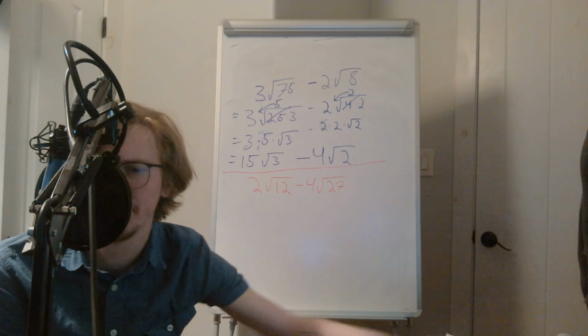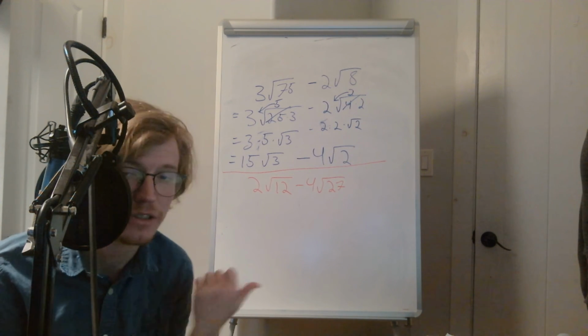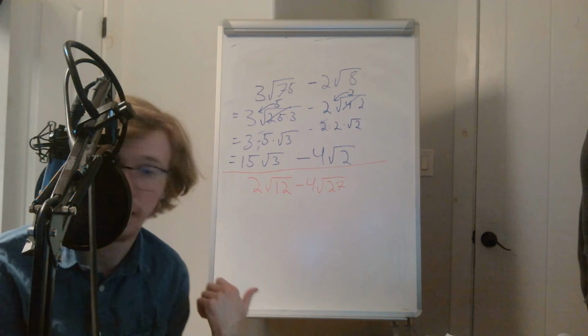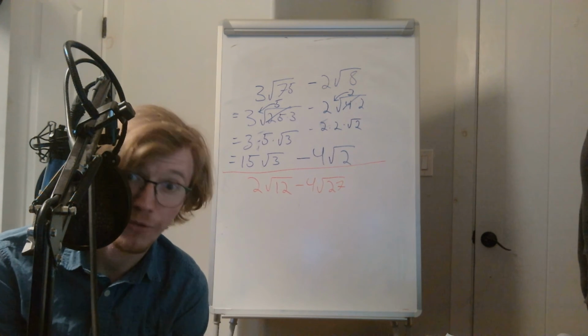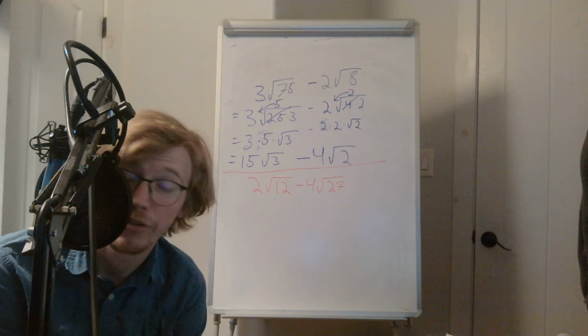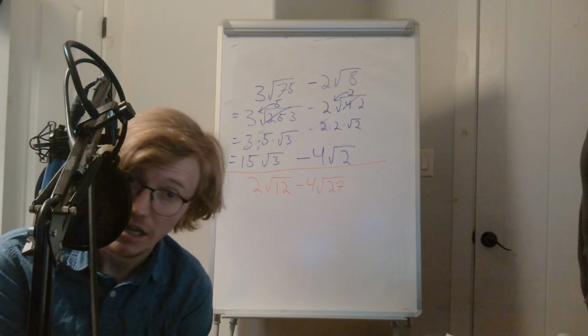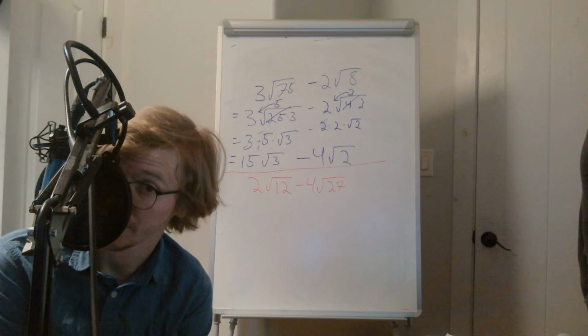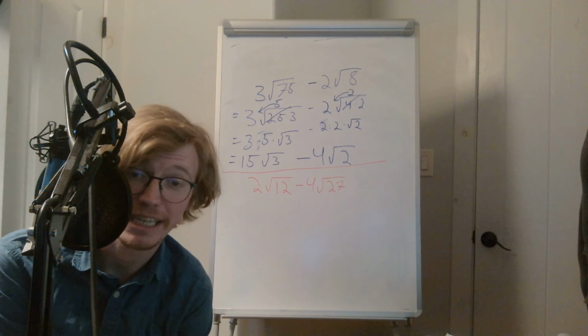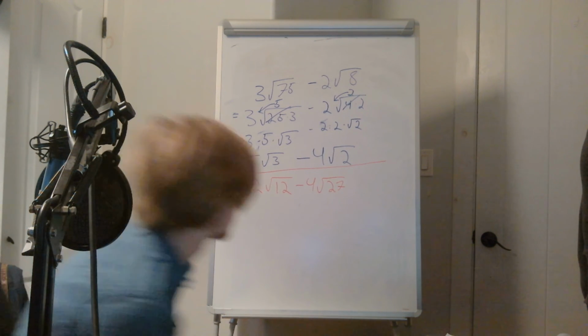All right, let's see if you were right. So 2 times the square root of 12. Hopefully you realize that simplifies to the square root of 4 times the square root of 3. And the square root of 4 is a perfect square, so you take that to be 2. So let's do that.